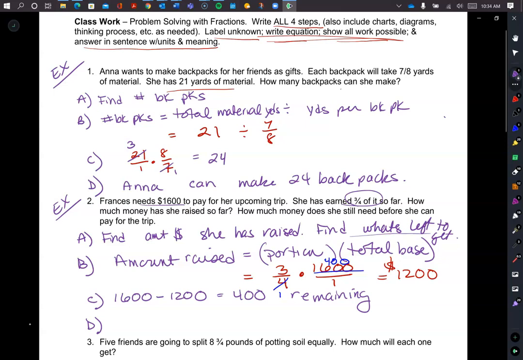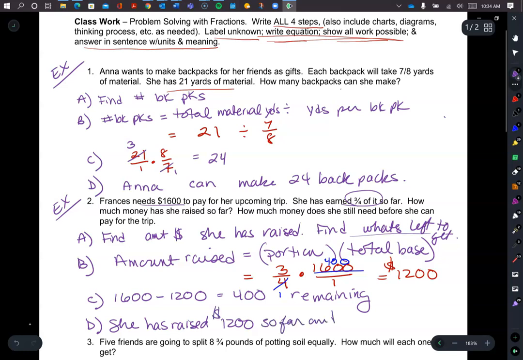So the process is what you're trying to get some muscle memory on and embrace. So just bear with the time it takes to write down, but it's really pretty quick once you get used to it. Then you could answer both of those in a sentence. She has raised $1,200 so far and has $400 left to get, something like that. Just in your own words, that's fine. Right, so I hope that helps.